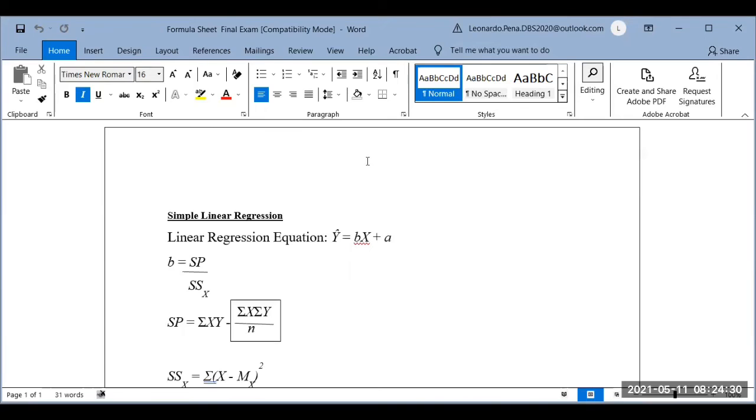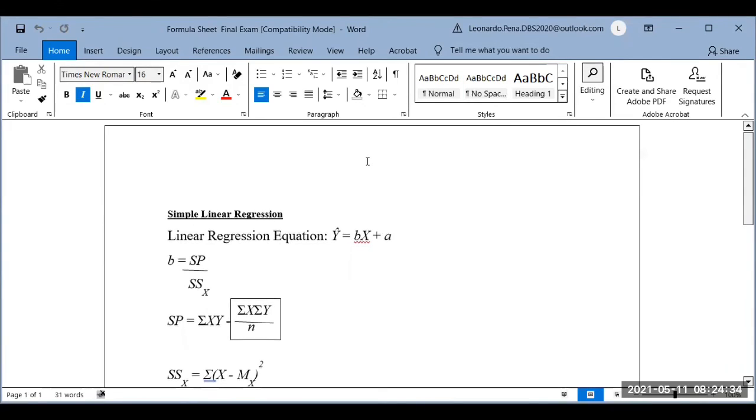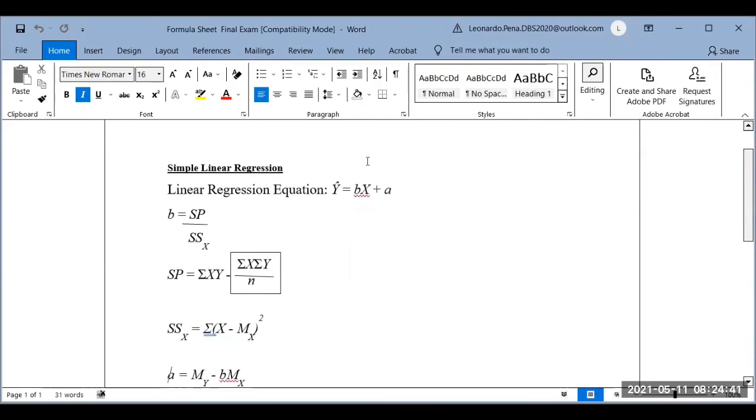Page 1 section 1 sp equals xy dash. Blank. SSX equals left paren, x dash mx right paren, 2. Blank. A equals my dash spelling error bmx. Okay, so these are the formulas that are on this document.